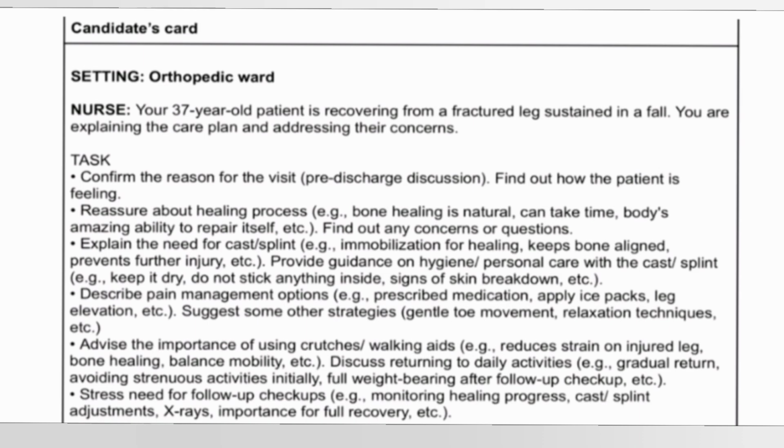So now I will again repeat this sentence, like using the signpost sentence. Well Miss Susan, I would like to tell you some guidance regarding your hygiene and personal care with cast and splint. First of all, keep the skin dry. As second, do not stick anything inside the skin to prevent the further infection. And lastly, please check out sign of any skin breakdown.